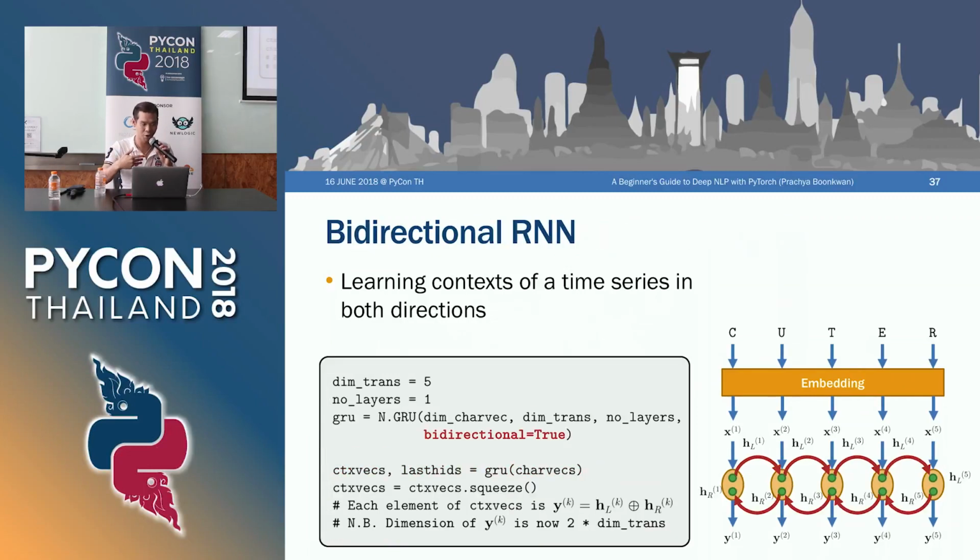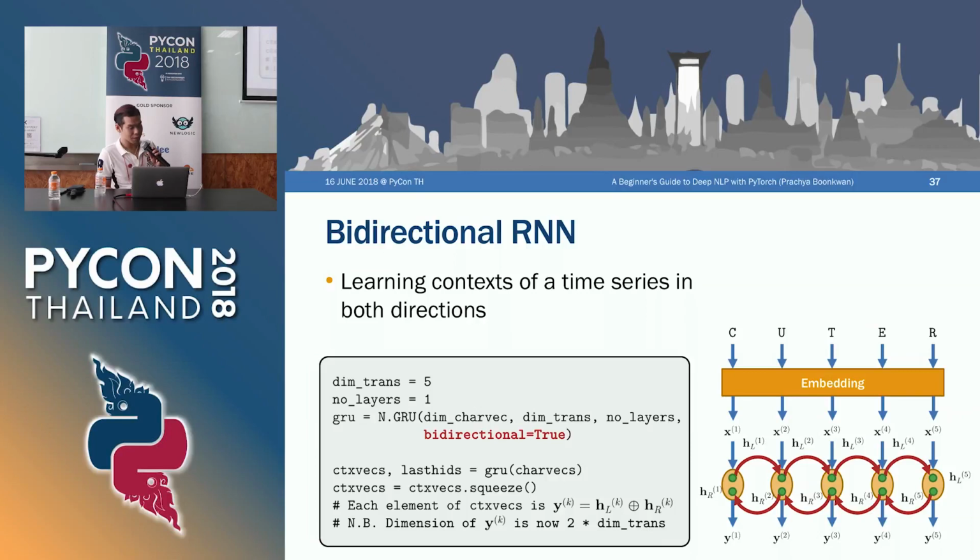Once you've got that, you can also learn the context on both sides. We call it bidirectional RNN. To do that, you add one more flag: bidirectional equals true. Just that, very, very easy. You don't have to deal with it yourself. But the thing is, the dimension of the output vector becomes twice the dimension of the hidden vector. So you've got to bear that in mind. But don't worry, it is documented very well in the documentation. So just don't care about it at the moment.